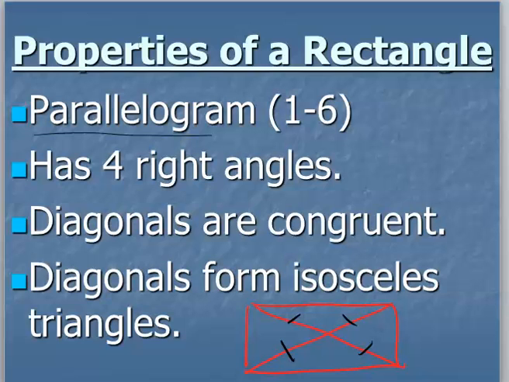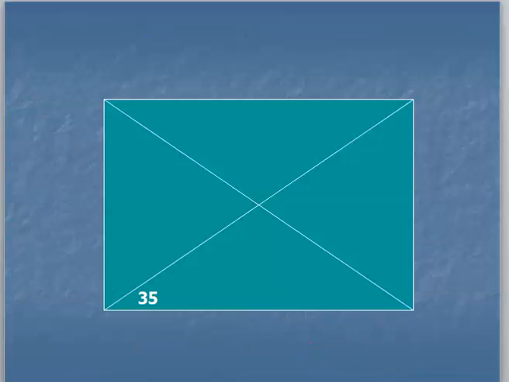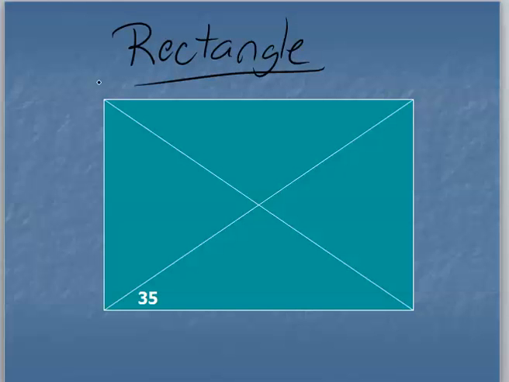So we're going to fill in a rectangle. And this is our rectangle. It's a type of parallelogram. So it has all the properties of a parallelogram plus the ones we just discussed for the rectangle. So to start, I know all four angles are 90 degrees. So this bottom angle is 90. Since this part is 35, 90 minus 35 is 55.